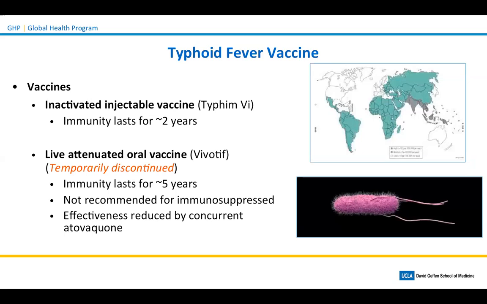A little bit about the typhoid fever vaccine. Traditionally there have been 2 options. One is the intramuscular injectable version, and the other is the live attenuated oral vaccine. The inactivated injectable vaccine's immunity lasts for about 2 years, and that one is available currently. The live attenuated oral vaccine has been temporarily discontinued as of this talk. Its immunity lasts for about 5 years. It's not recommended for the immunosuppressed, given that it's a live attenuated vaccine, and its effectiveness can be reduced by concurrent atezolizumab.